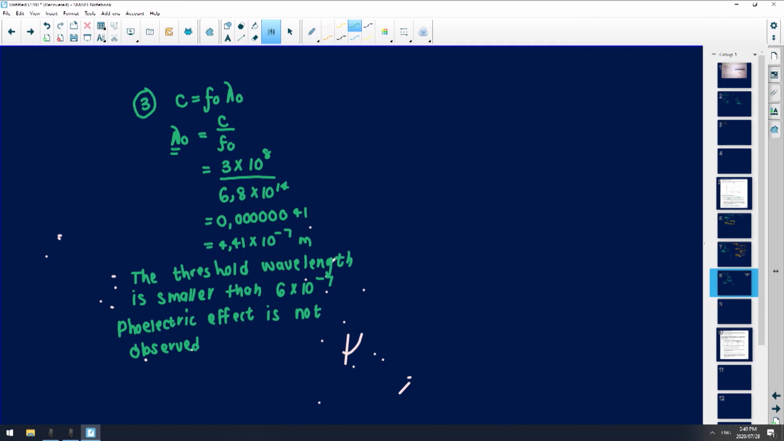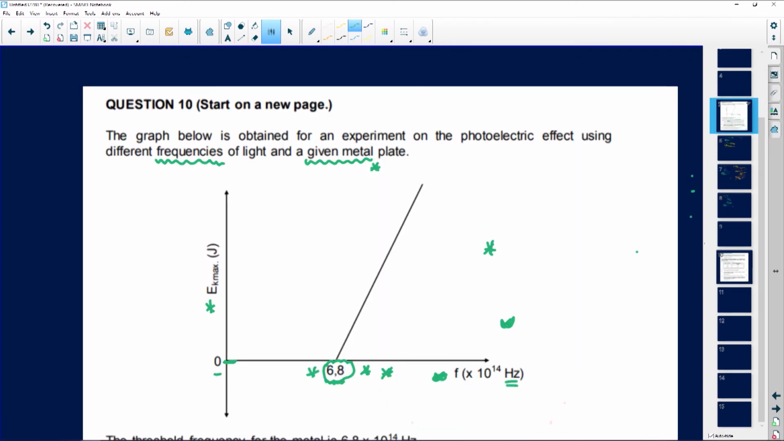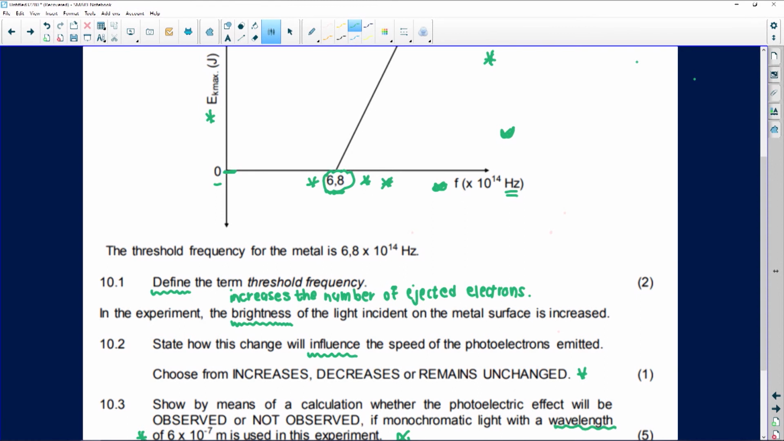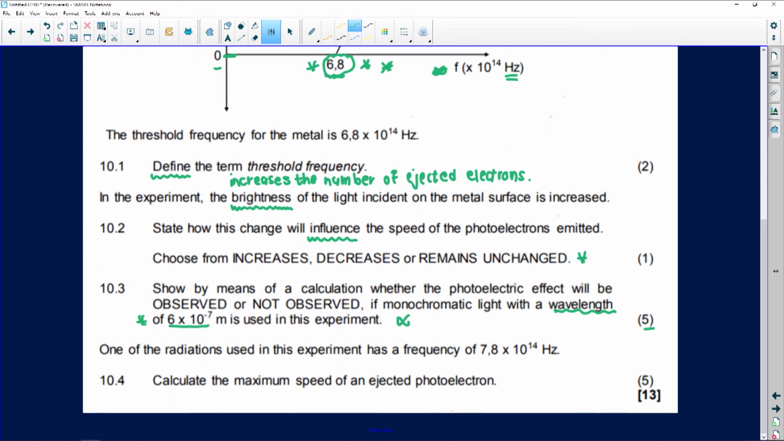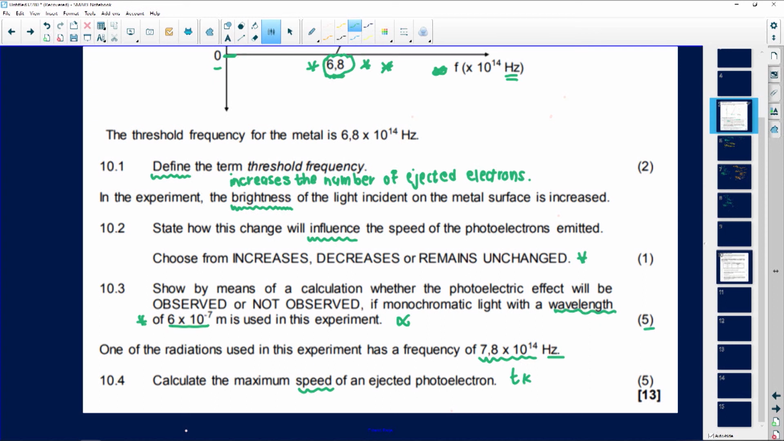So that was okay. Let's see another question. I think we have one more question that we're going to have. Let's just go down. So now here it says one of the radiations used in this experiment has a frequency of 7 times 10 to the 14, and that is in hertz. That's the frequency that is used. Now we must calculate the maximum speed of any ejected photoelectron, which means that we're calculating kinetic energy. The movement of electrons is what we call kinetic energy. We are given a frequency, we must find the maximum speed of the ejected photoelectron.